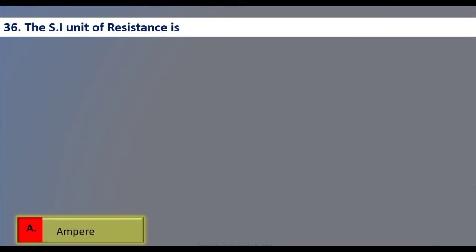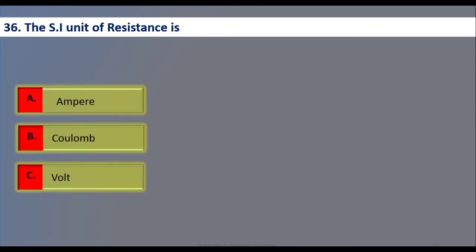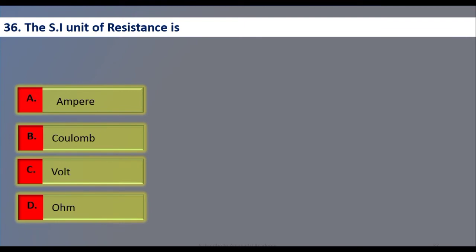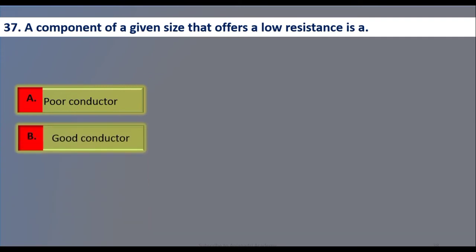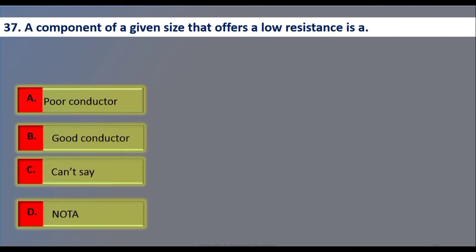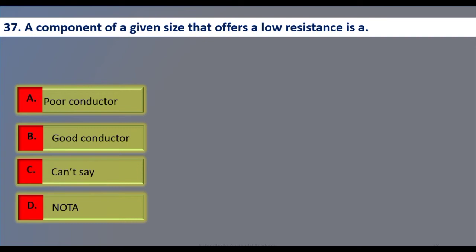The SI unit of resistance is ampere, coulomb, volt, ohm. Yes, it is ohm. The SI unit of resistance is ohm. A component of a given size that offers a very low resistance is a poor conductor, good conductor, can't say, none of the above. Yes, it is obviously a good conductor. Whenever the resistance is low, it is a good conductor. Therefore option B is the right answer.